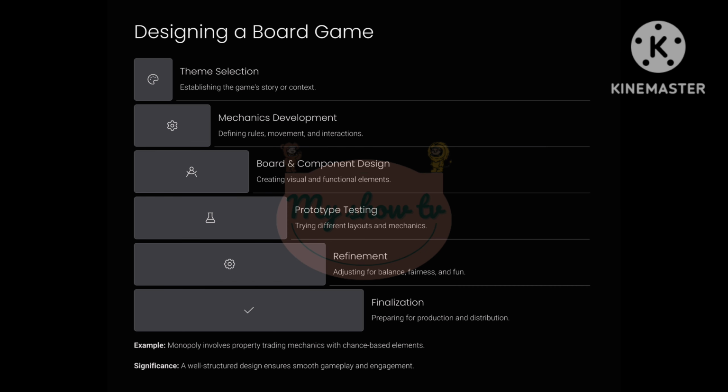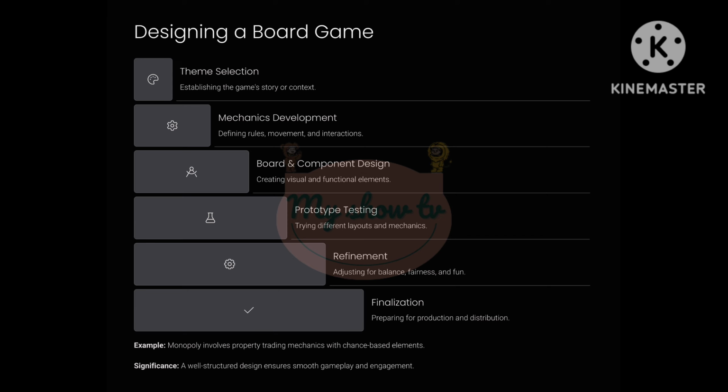Slide 4. Designing a board game. In this slide, we will walk through the key steps involved in designing a board game. Each step is essential to ensure the game is engaging, balanced, and enjoyable for players. 1. Theme selection. The first step is to establish the game's story or context. This is the overall narrative or environment in which the game takes place. A compelling theme helps immerse players and sets the tone for the entire game. Example: in Monopoly, the theme is property trading and wealth accumulation, creating a competitive economic experience.